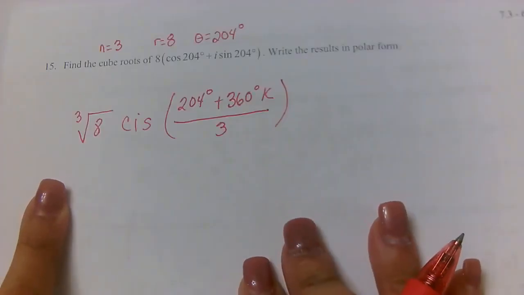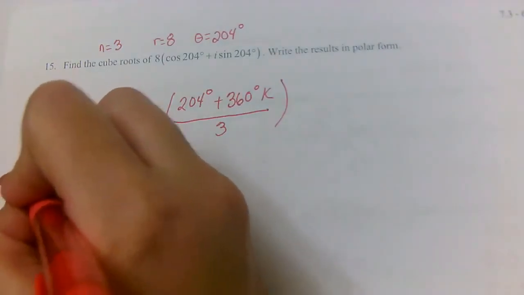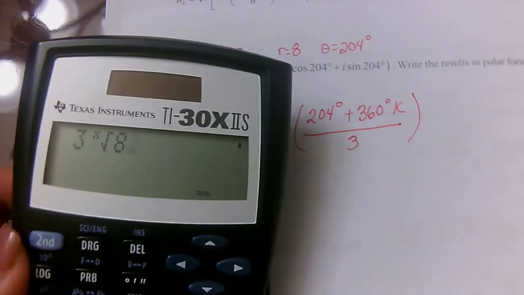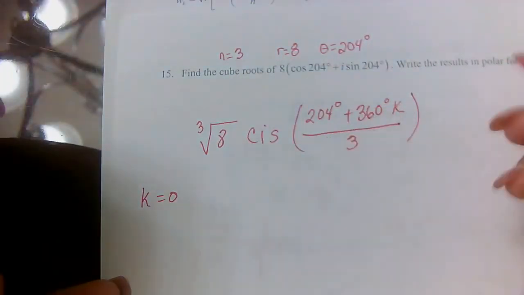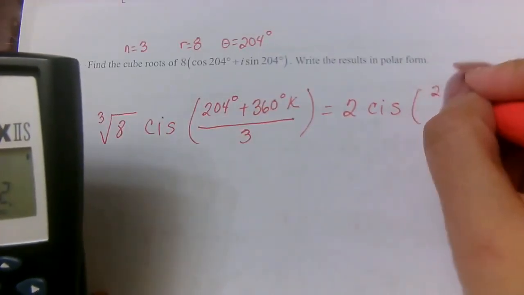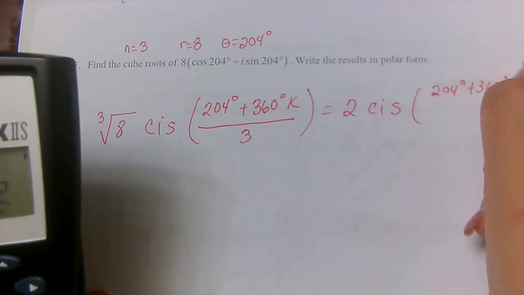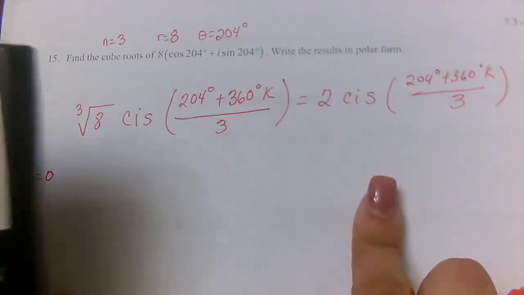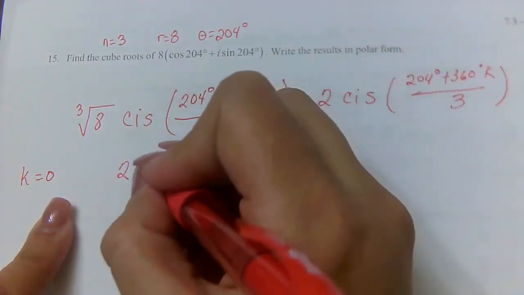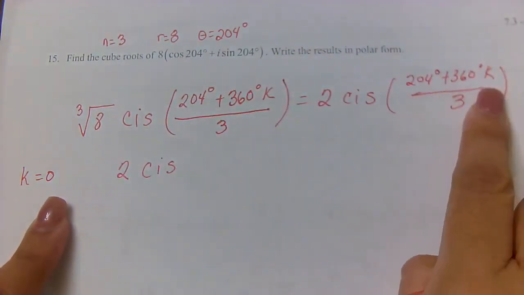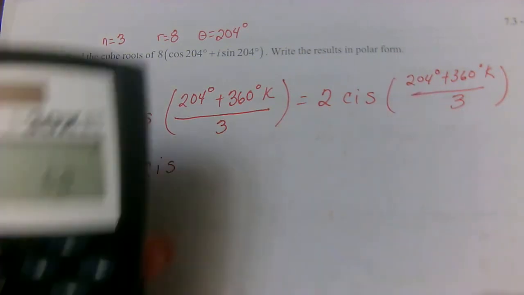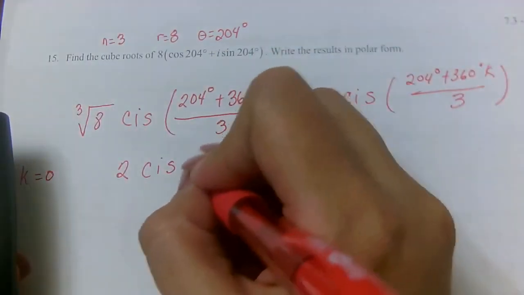Let's go ahead and let k is equal to 0 first, and just plug in our values. The cube root of 8 is the first thing I'm going to do in my calculator, and that comes out to 2. So this is going to be simplified to 2 cis, and then I'm going to go ahead and leave it like it is. 204 plus 360k divided by 3. All right, let's start with k is equal to 0. 2 cis. If this is 0, we're going to do 204 divided by 3. I'm going to get 68 degrees. So I'm going to put cis 68 degrees.